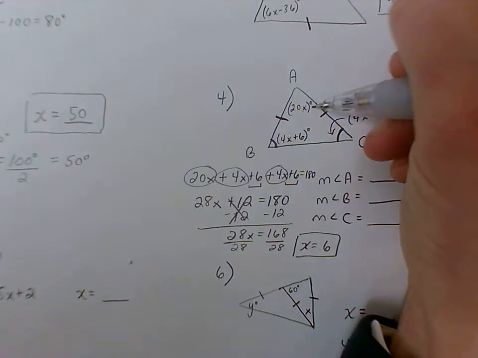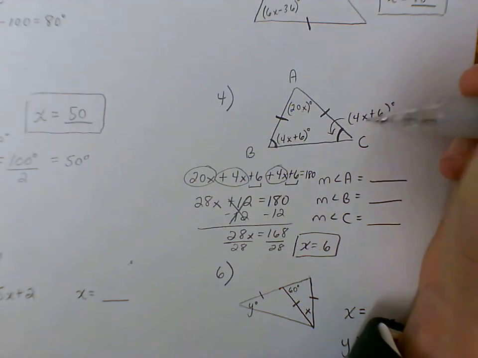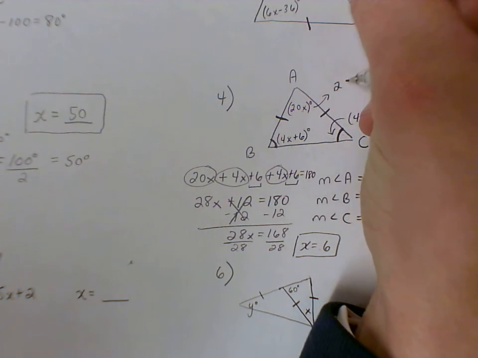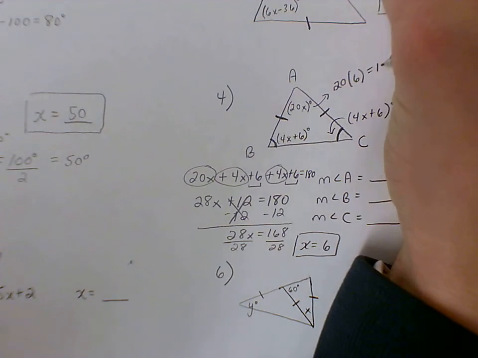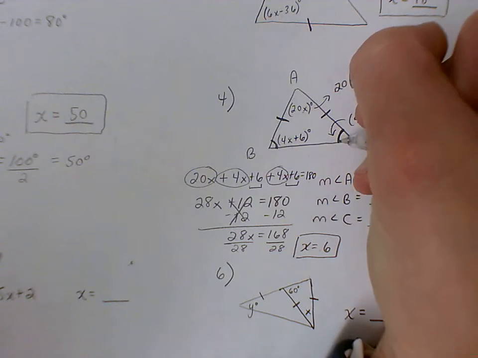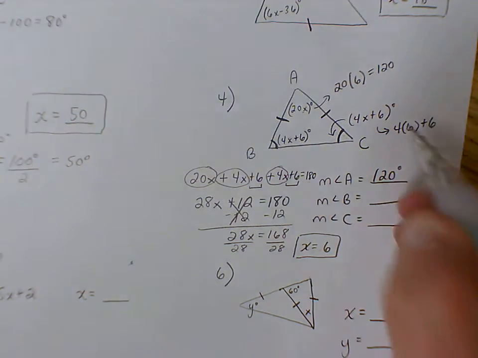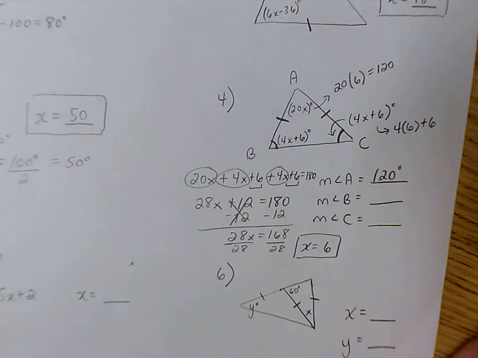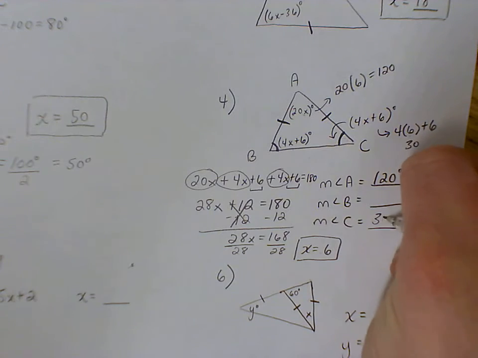Because remember, now all you have to do to find each angle is go back and plug that x into these equations. So if I come back and plug it in here to find angle A, I take 20 times 6, and that gives me 120. So the measure of angle A is 120 degrees. And then to find angle C, I'm going to rewrite this, and whenever I get to x, I'm going to plug in my 6. So then I've got to simplify that. 4 times 6 is 24, and then if I add 6, I get 30. So the measure of angle C is 30 degrees.